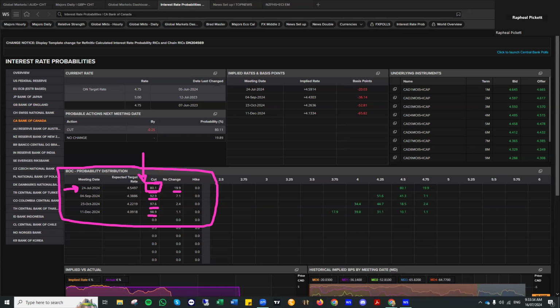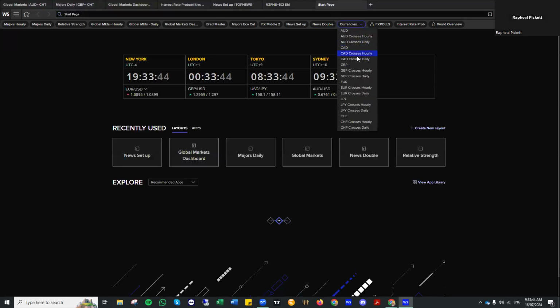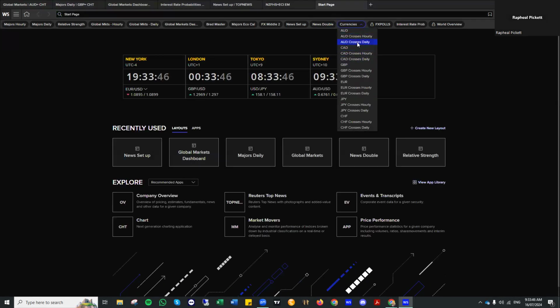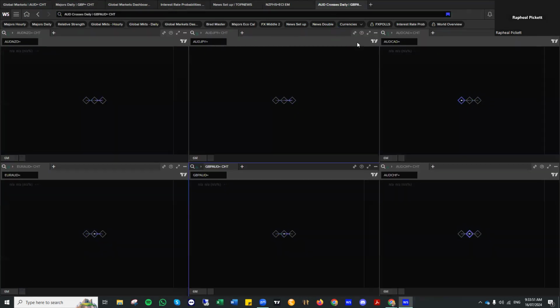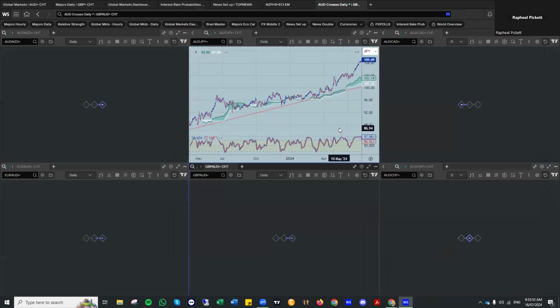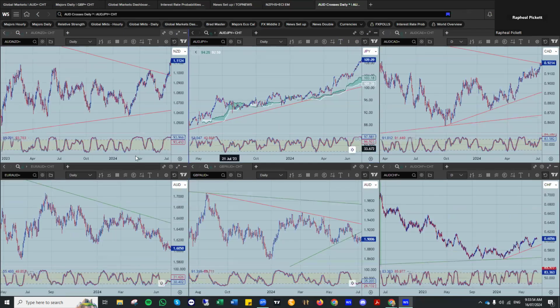So this is where, once again, you start to come in and you can get a very clear picture of what is going on. So if I was to have a look here now, because I'm talking about the Aussie, the RBA is a standout. Let me just go to the Aussie crosses daily. And then we can start to piece together what's going on here.